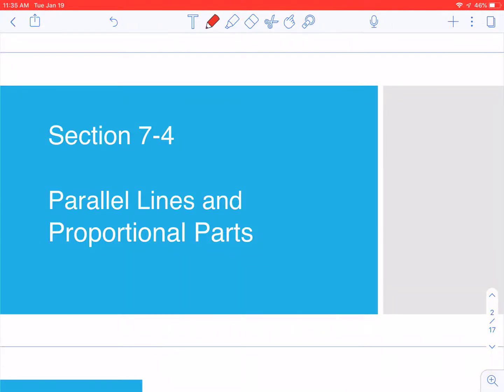Parallel lines and proportional parts. So we're going to be setting up proportions that have to do with parallel lines, and we are going to then be cross multiplying and solving.